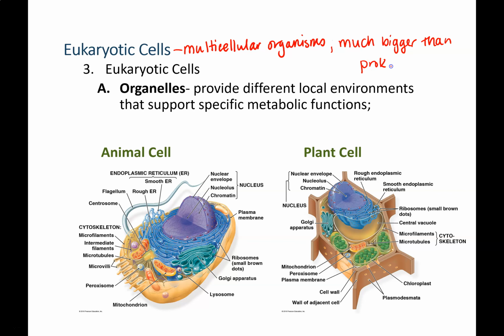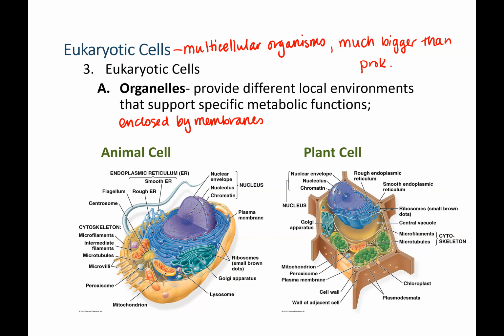than prokaryotic cells. And part of this is because the eukaryotic cells contain organelles. So organelles are enclosed by membranes that separate them from the rest of the cell. And they're important because they provide local environments. This allows the organelles to perform different functions within the cell in isolation. And so it allows them to perform a bit more complex functions.